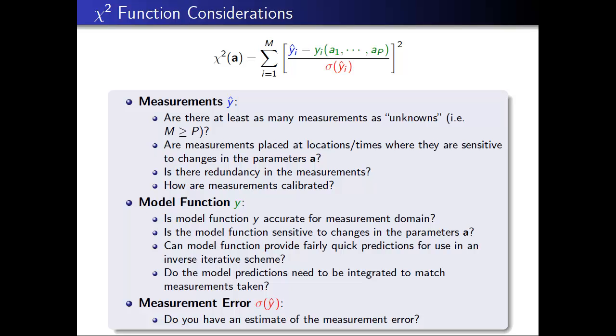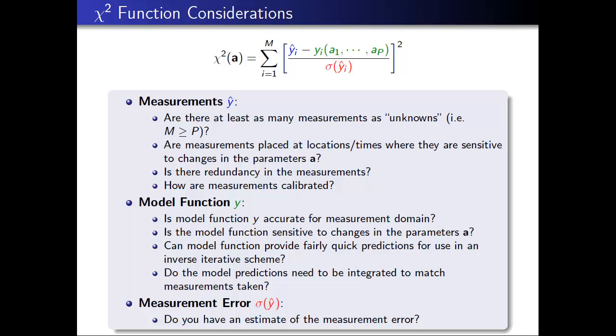Can the model function provide fairly quick predictions for use in an inverse iterative scheme? Many of the inverse solutions involve an iterative scheme, and that's the reason why Monte Carlo sometimes has been precluded from use in an inverse solution in the past. I'll show you in later slides how we've used it. But you want something that can provide this forward model prediction at various parameter values while you're moving through chi-squared space trying to find the minima.